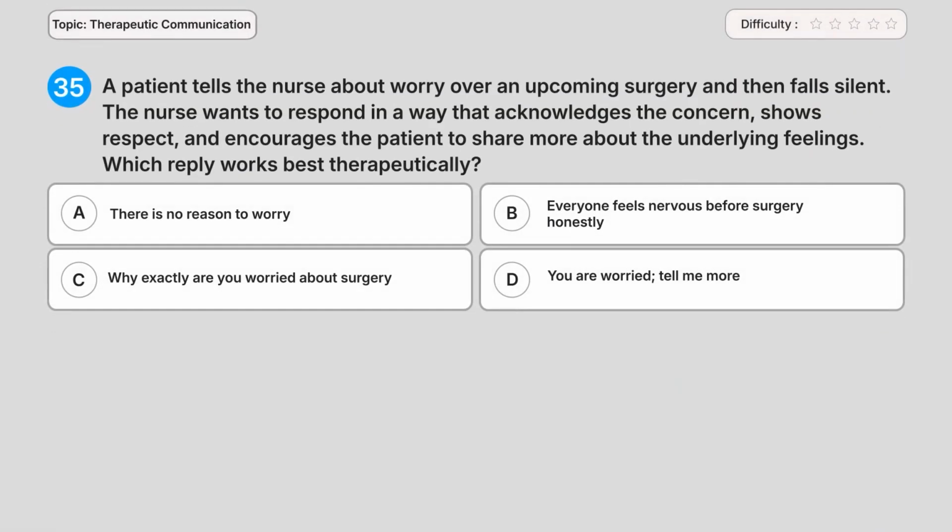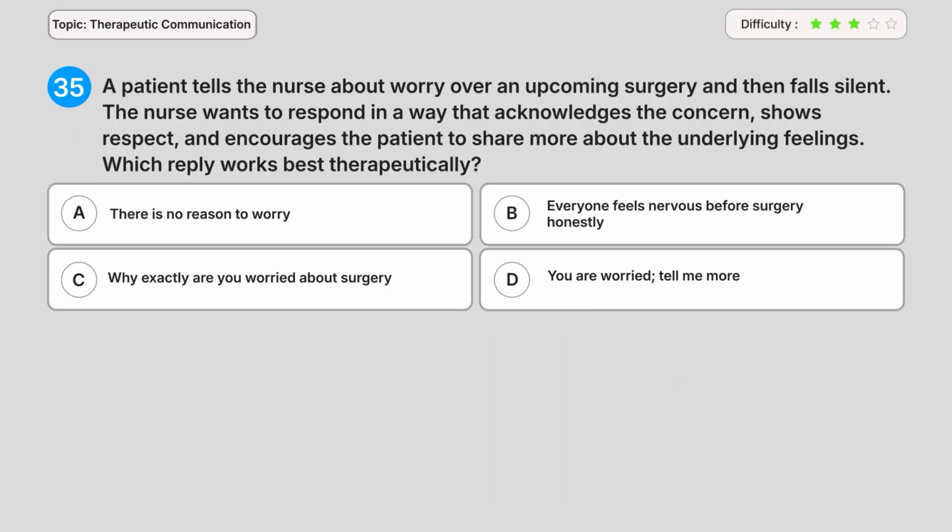Question 35. A patient tells the nurse about worry over an upcoming surgery and then falls silent. The nurse wants to respond in a way that acknowledges the concern, shows respect, and encourages the patient to share more about the underlying feelings. Which reply works best therapeutically?